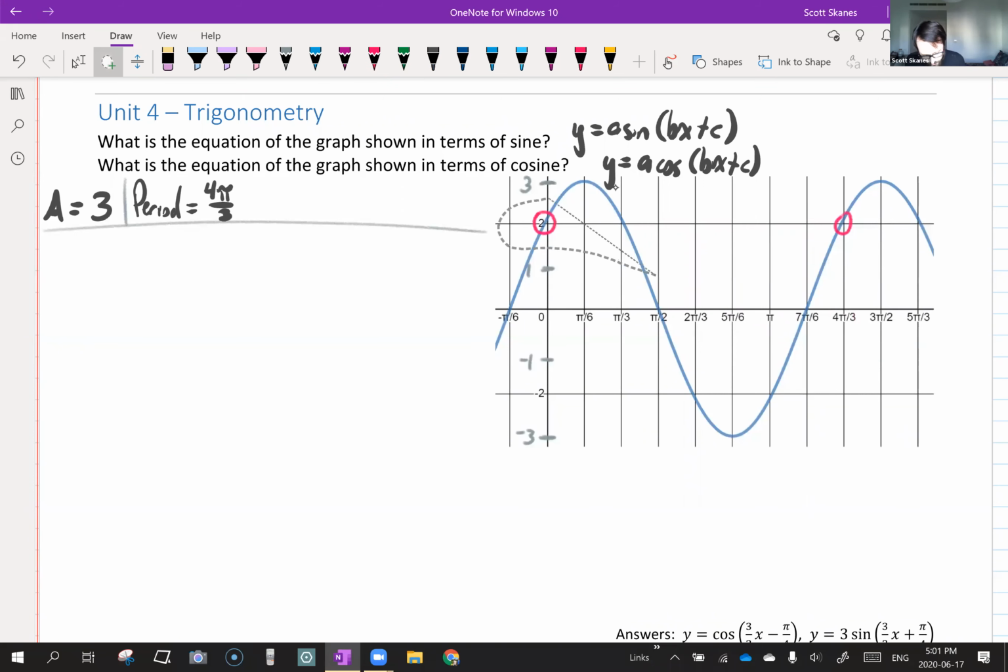You could choose any 2 points on the graph as long as they're the same point in the cycle. So you could choose these two and subtract them. You could choose these two and subtract them, which is definitely the smart choice. You could choose these 2 points and subtract them. So you'd take 3 over 2 and 1 over 6. You'd still get 4 pi over 3, and so on. But the easiest way is the way that I showed you.